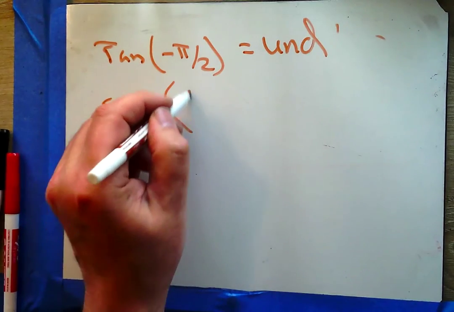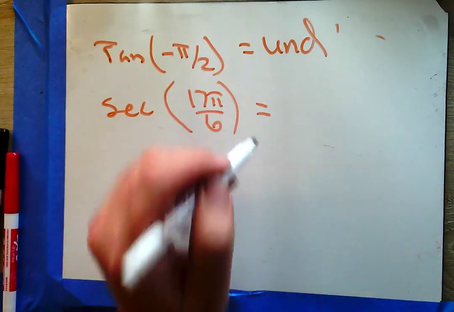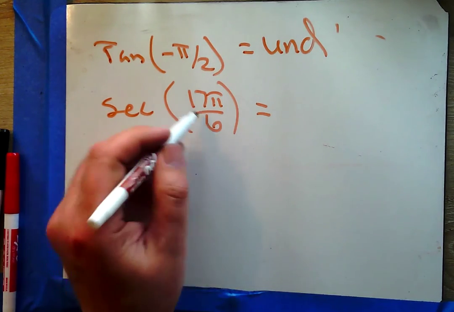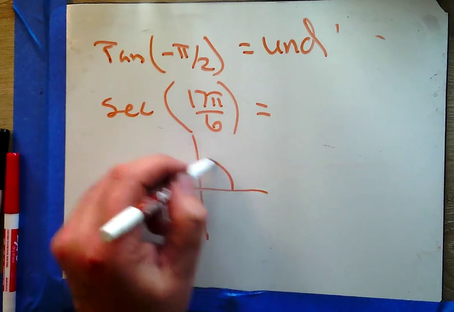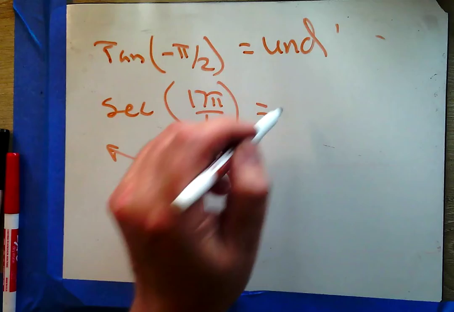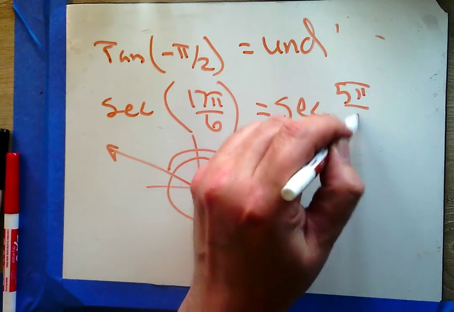How about secant of 17 pi over 6? Secant of 17 pi over 6. 5, 4, 3, 2, 1. Okay, so I remember that this is too big. That's 12 pi over 6, plus 5 more pi over 6 brings me over here. So this looks like the secant of 5 pi over 6.